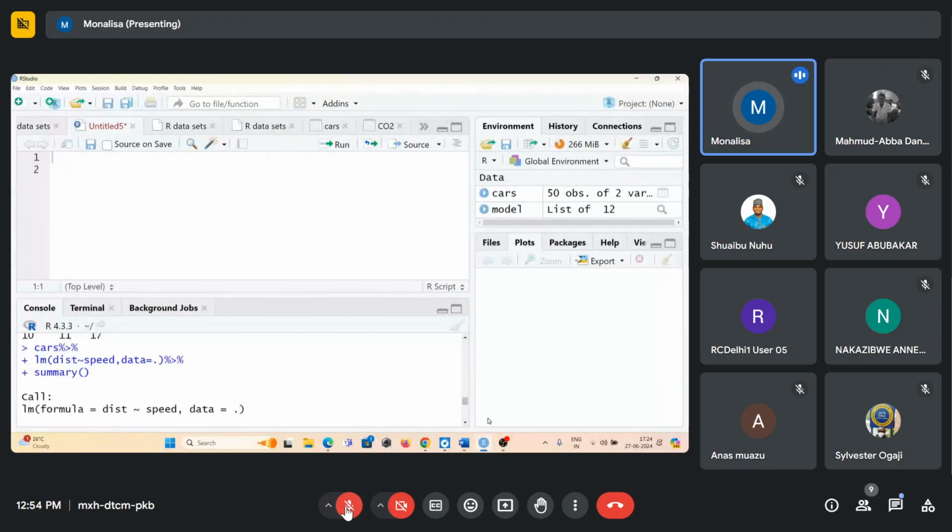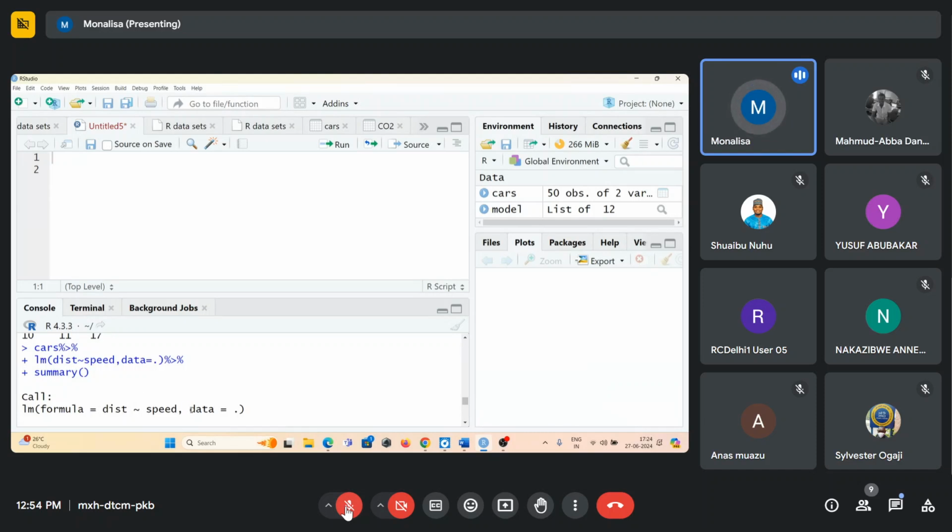Here you can see that LM is what? LM is a function that creates a linear regression model in R. This function takes two things into consideration. First, it takes a formula, and second, it takes a data set. This is a formula. What is the formula here? Distance and speed. That means if you make a change in speed, what will be its impact, or how we can predict the value of distance. This is one parameter in the LM method.